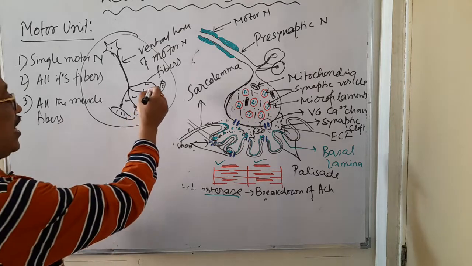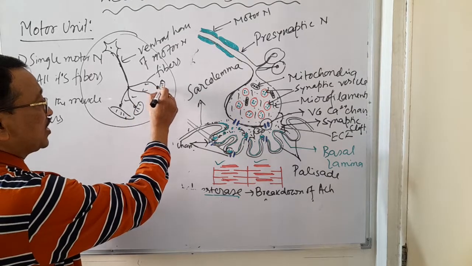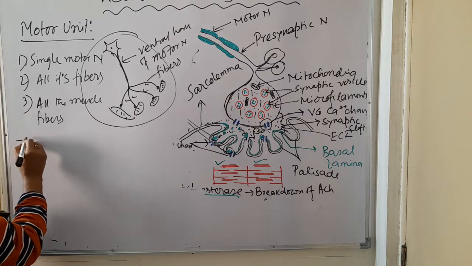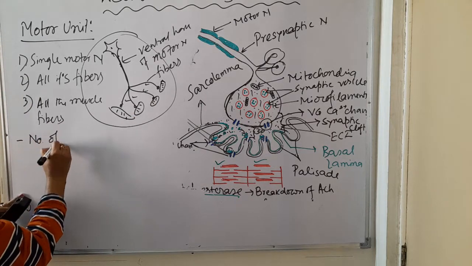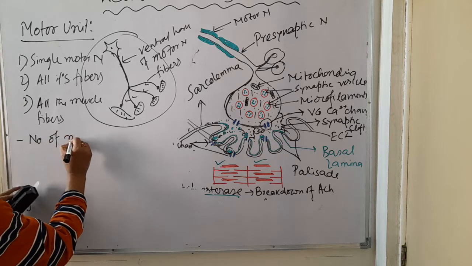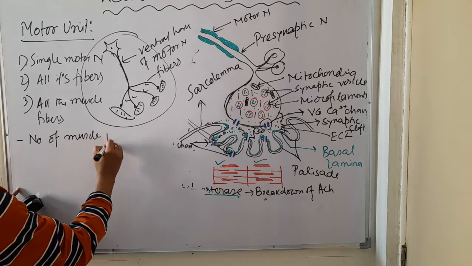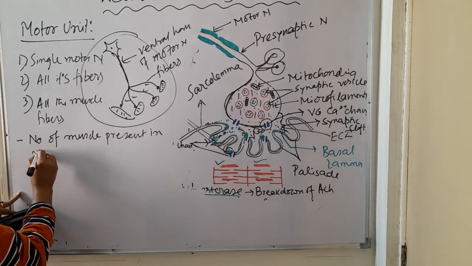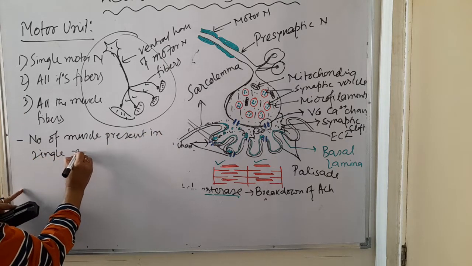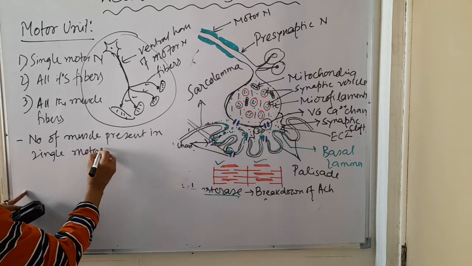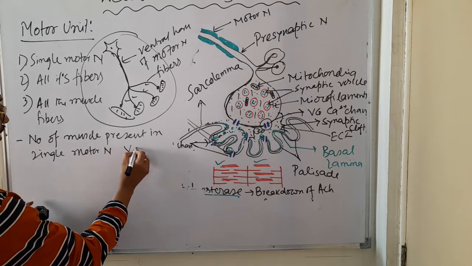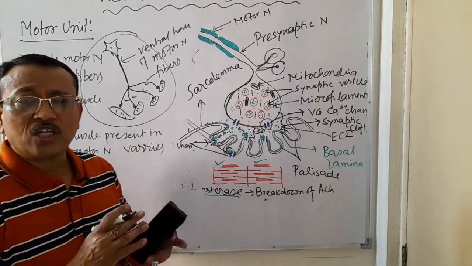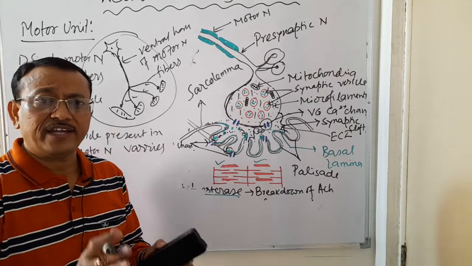And the number of muscles that are present in a single motor neuron varies. It is not always the same. It gets varied.